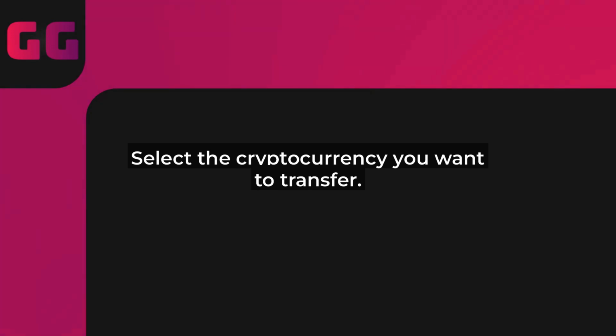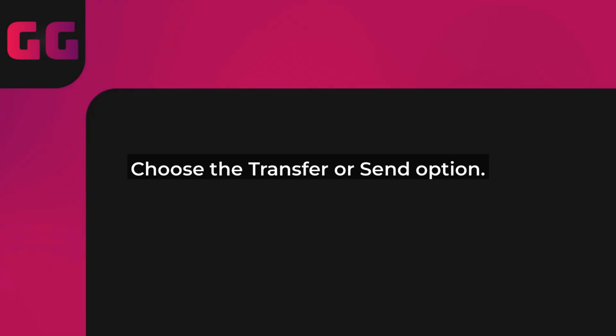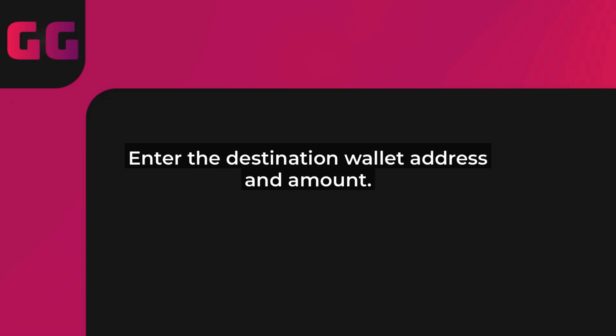Once you're in the transfer section, you'll need to enter the destination details. This could be another wallet address, like one from Coinbase or a hardware wallet. Double-check the address to avoid any mistakes. Crypto transfers are irreversible. You'll also see fields for the amount you want to send, so enter that carefully.